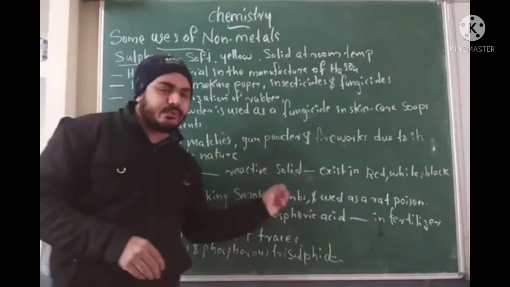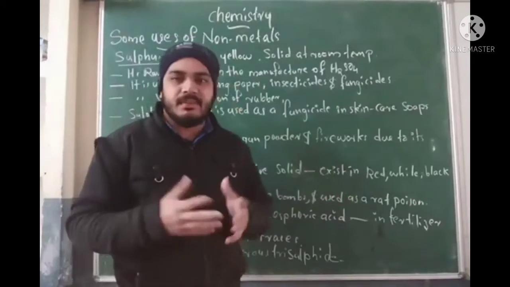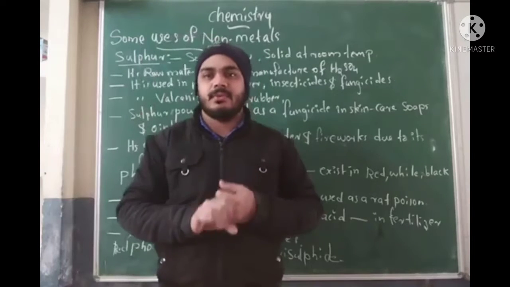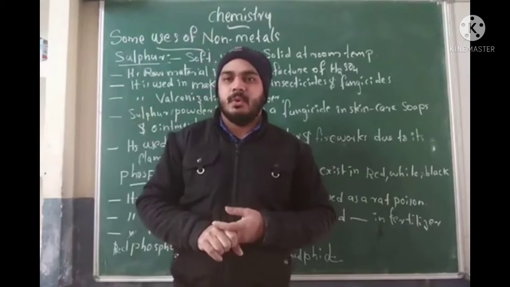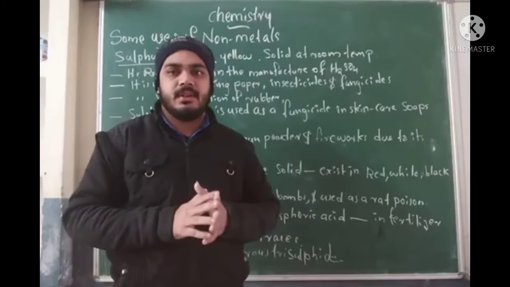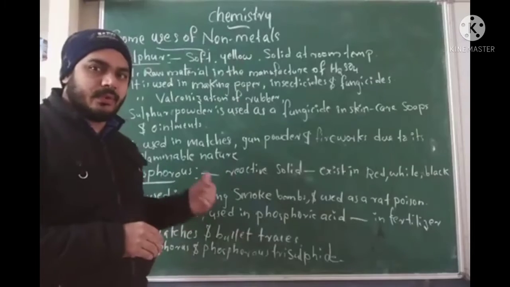Phosphorus is a reactive solid. It exists in different colors: red phosphorus, white phosphorus and black phosphorus. In nature, it is not seen in the free state. So let's see some uses of phosphorus.